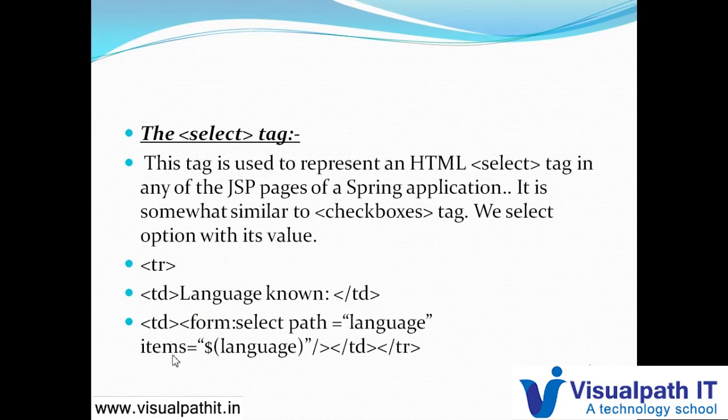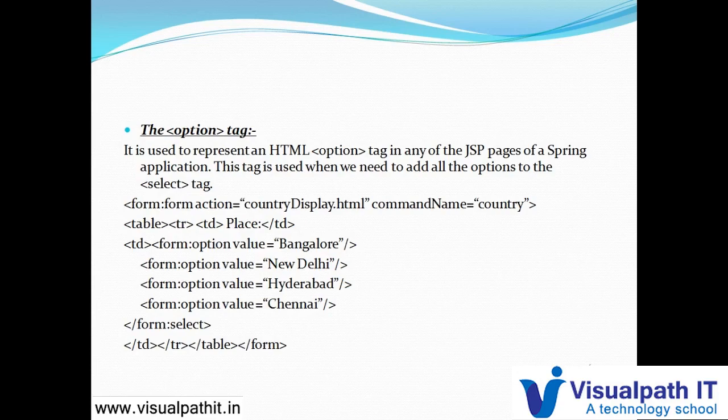Items is equal to ${language}, whichever language we can select here. So select name is equal to language. Options will come here, where option value is equal to Hindi, option value is equal to French, option value can be English or whichever the language is. Next, this option tag is already here. What it does is it is used to represent the HTML option tag in any of the JSP pages of a Spring application, where we need to add all the options of the select tag.